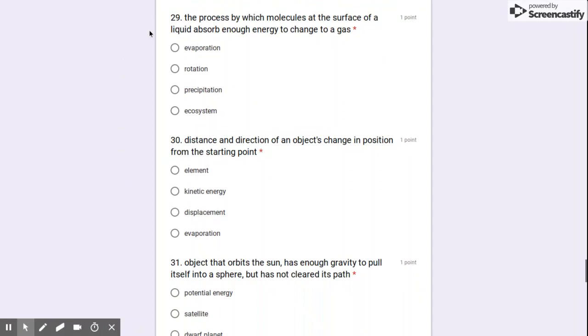Number 29. The process by which molecules at the surface of a liquid absorb enough energy to change to a gas. Evaporation, rotation, precipitation, ecosystem.